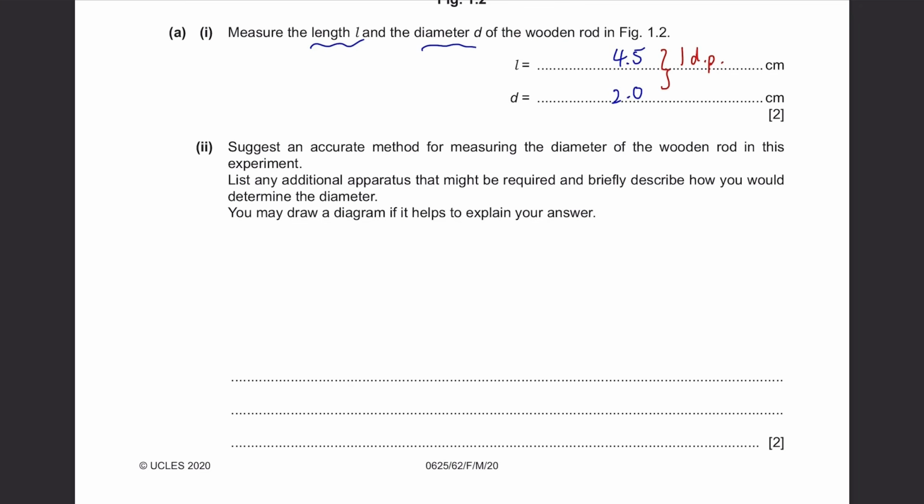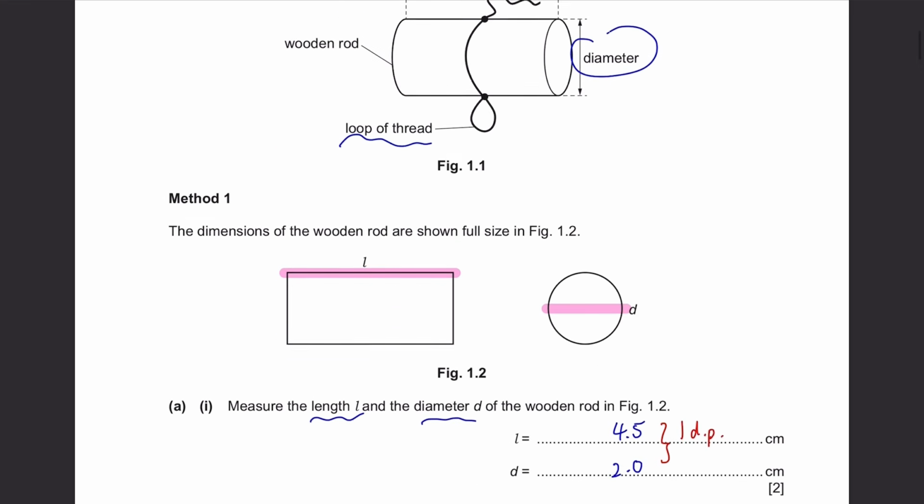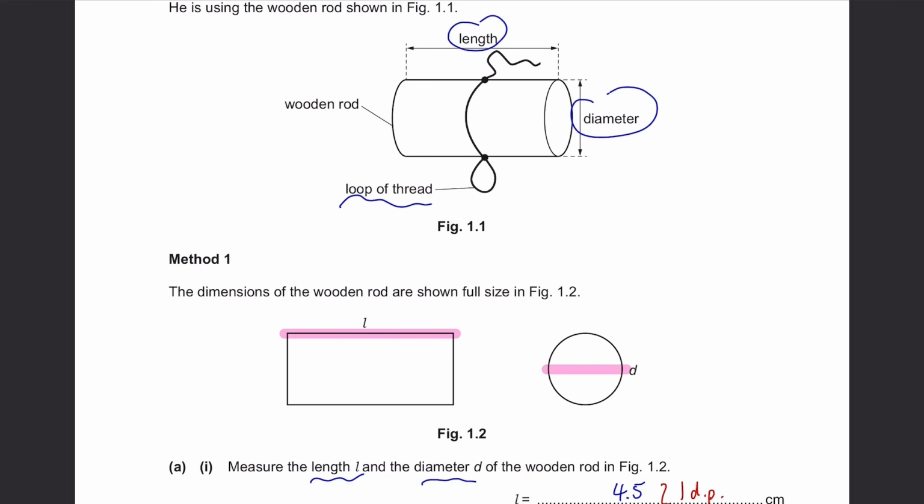Suggest an accurate method for measuring the diameter of the wooden rod in this experiment. List any additional apparatus that might be required, and briefly describe how you determine the diameter. You may draw a diagram if it helps you to explain your answer. So instead of just measuring the diameter straight away with a ruler like this, there can be other methods. Well, as long as your answer makes sense, it's fine, but there are 4 examples given here, and it's always good to keep their methods in mind.